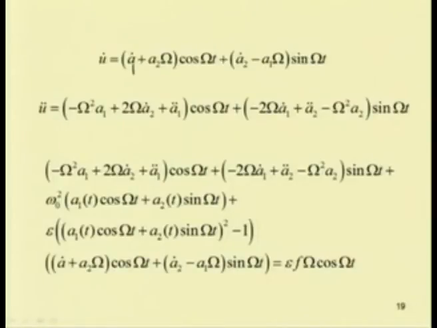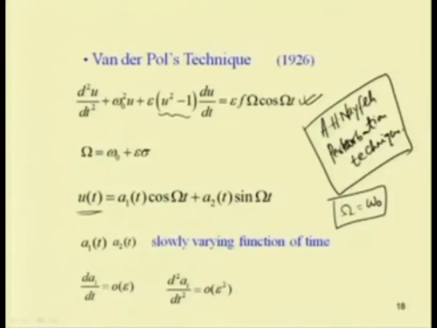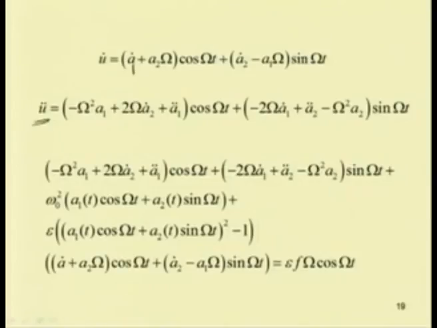Now, substituting this equation of u double dot and u of t into the original equation, that is d square u by dt square plus omega 0 square u plus epsilon into (u square minus 1) into du by dt equal to epsilon f omega cos omega t, one can write the equation in this form. This is the term for u double dot, then the term containing u square minus 1, and this term is for du by dt, equal to epsilon f omega cos omega t.